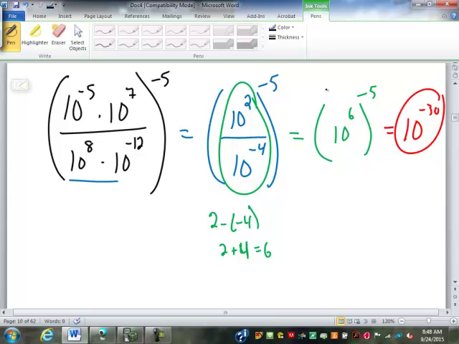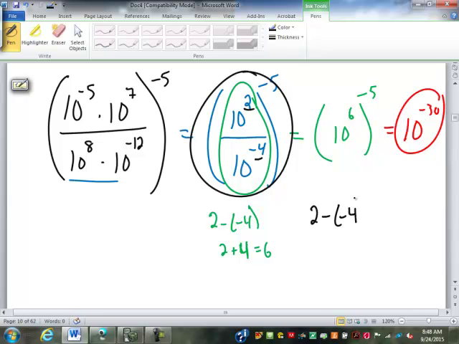Do you know what you did wrong? Not really. Did you have it to this point? Okay, so it's when you're dividing, the subtraction is getting you. 2 minus a negative 4. Because when you're dividing, you're going to subtract the powers. You've got to change that to adding the opposite. So it's 2 plus, the opposite of negative 4 is positive 4. So 2 plus 4 is 6. So you use your 10 to the 6th when you divide those two.